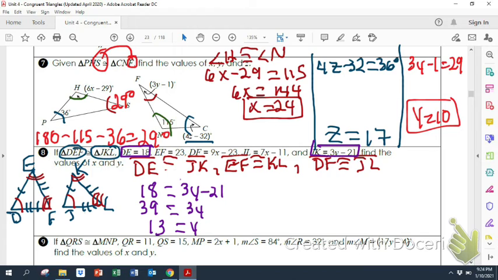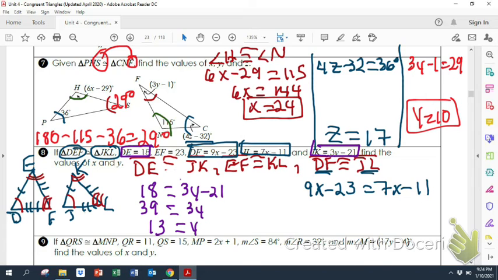They're telling us that DF is 9x minus 23, and here's DF is 9x minus 23, and the other information they're telling us is that YL is equal to 7x minus 11. Well, here's my YL right here, equal to 7x minus 11.